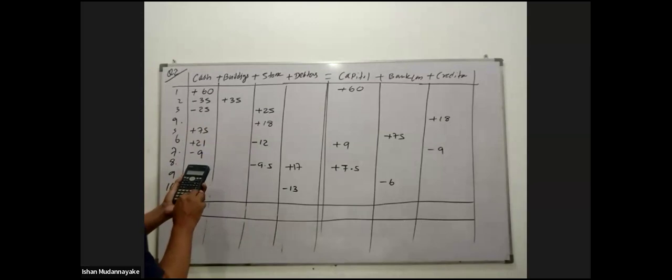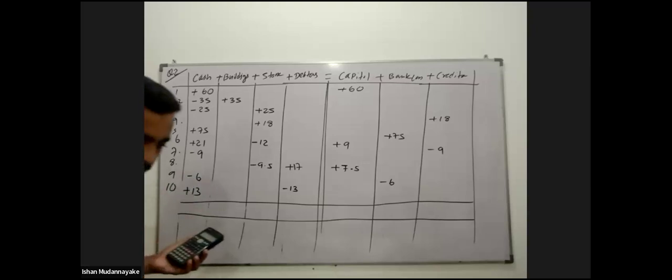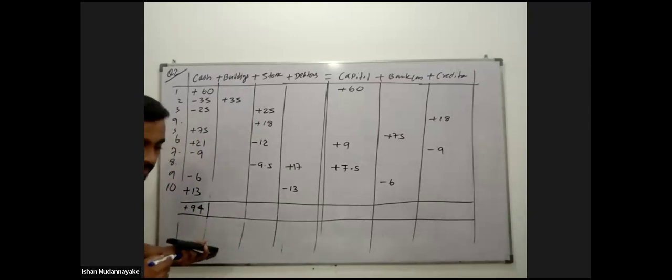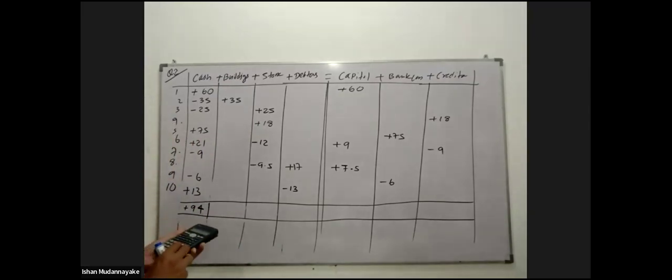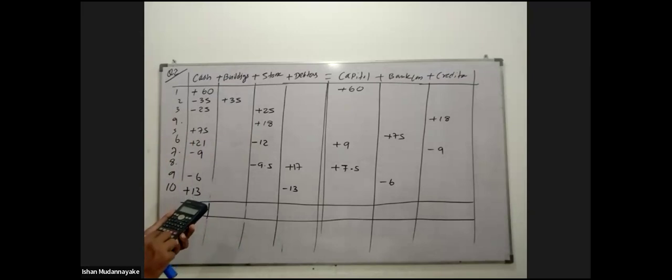60 plus 60 minus 35 minus 25 plus 75 plus 21 minus 9 plus 21 minus 9 minus 6 plus 30. 94, is it correct? Cash balance 94, is it correct? Correct or wrong? Correct, sir. Correct, right.